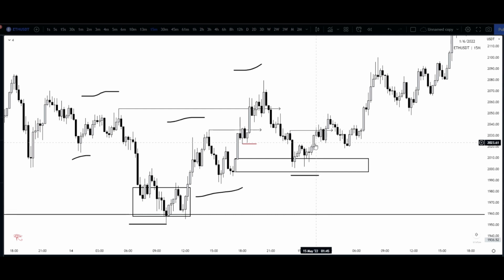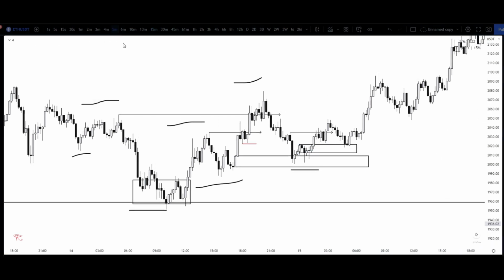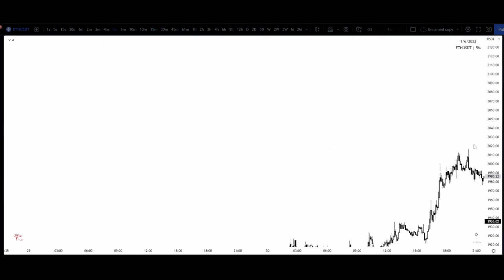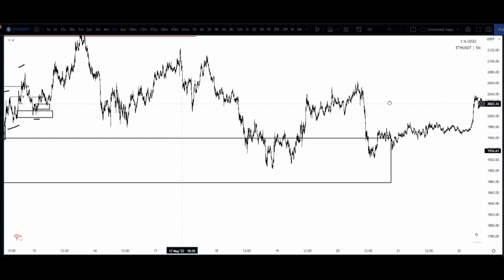Looking for the impulsive move, the imbalance that caused it. I can see this zone as consolidation. So this is my demand zone. If I wanted to refine that demand zone, I will show you how to do that right now on lower time frames. Now from the 15-minute, I'm going to go to the 5-minute. See if we can get over there.